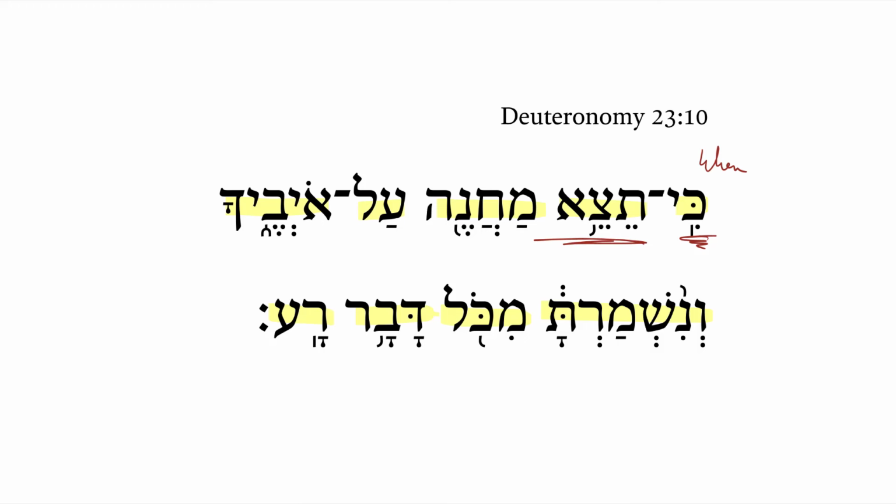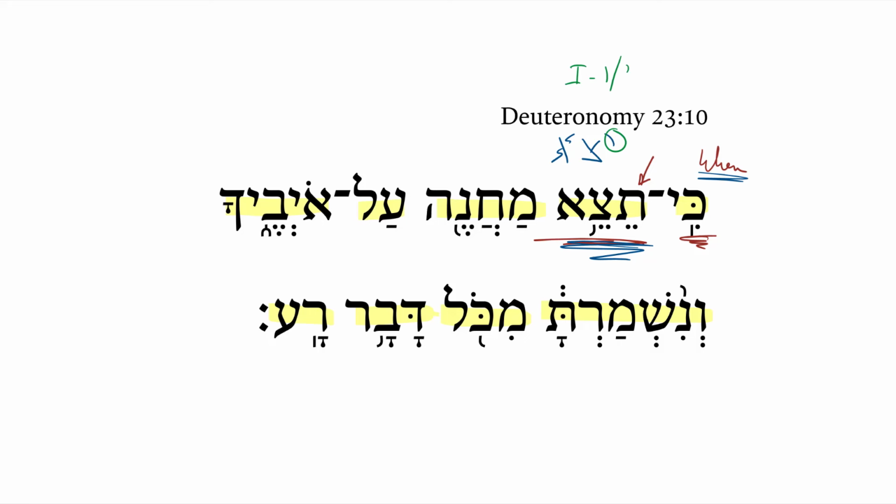Now, notice we'll start with the root here. I think we did this with yalad in the previous video. So here we've got yatsa, and notice in this case, the one yod, which is representative of that one vav yod set of verbs, that one yod actually disappears. So this is a qal imperfect 2ms. Notice the tav preformative there. And so we have "when you go out."